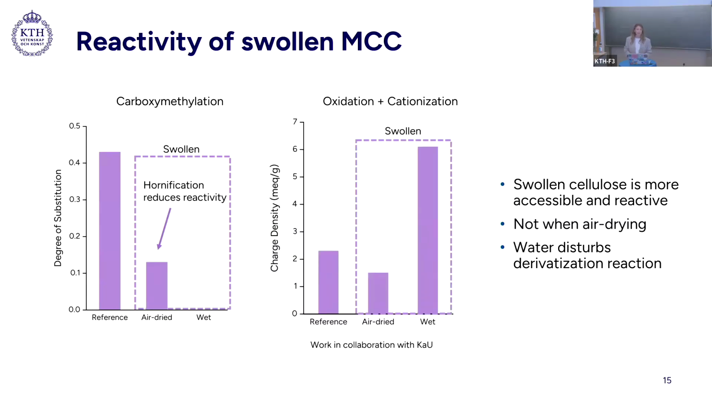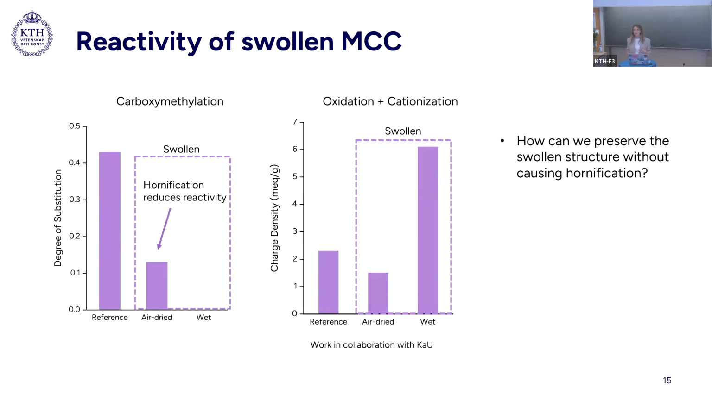However, my colleague at Karlstad University performed oxidation, and oxidation followed by cationization. And here she could see that if we have the wet material, it is more reactive than the reference. There are also different scales on these graphs, and that's because we measure the reactivity in different ways. So for carboxymethylation, we measure the degree of substitution, and for the oxidation and cationization, we measure how many charged groups we have introduced. But it seems to work when we can perform reactions in water. So we wanted to know how we can preserve this swollen structure without causing hornification issues.